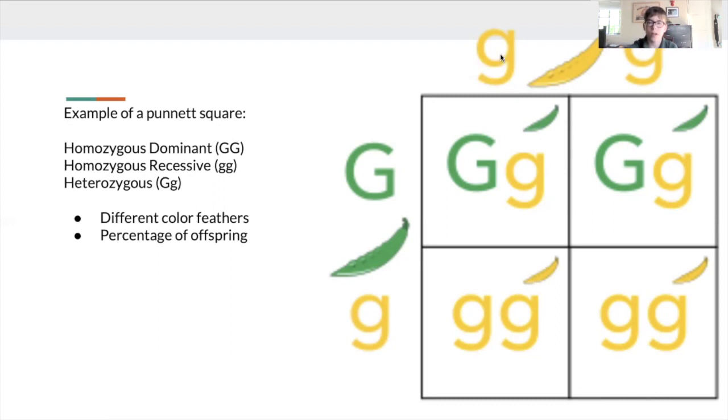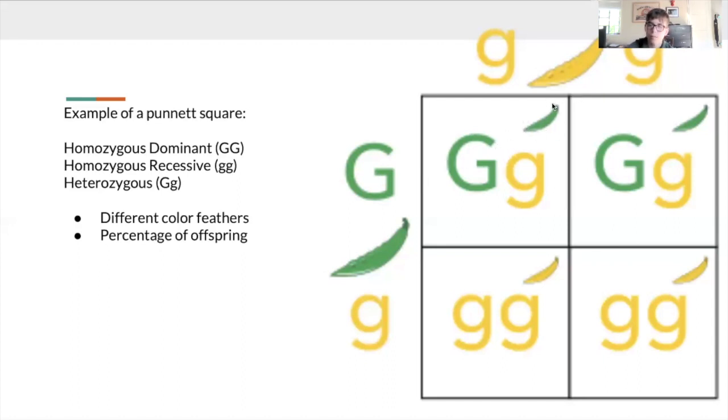The way that you figure out a Punnett square is that you line up the letters. For example, this on the top left, the yellow g with the yellow feather next to it, if you move that one space down, and move this green G with the green feather under it one space to the right, then you get capital G and then lowercase yellow g. And that is heterozygous.